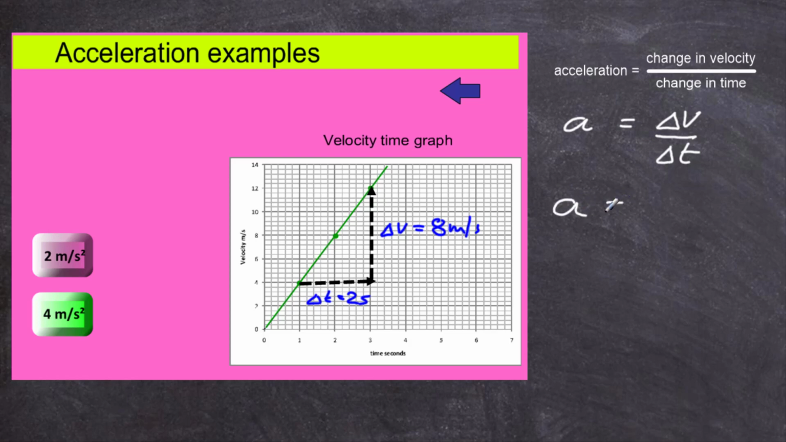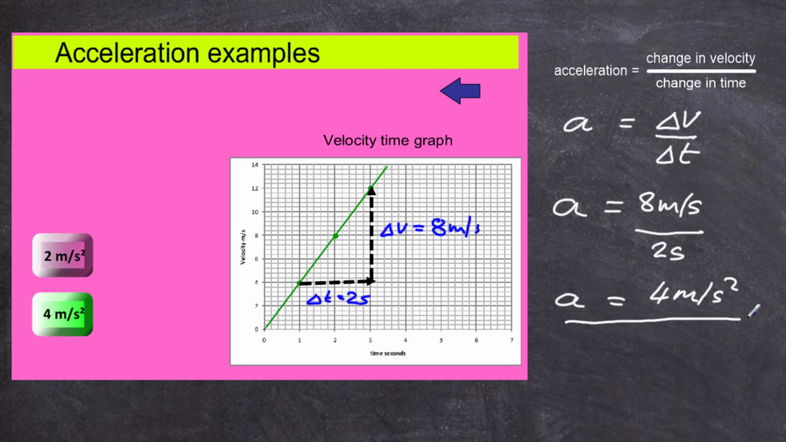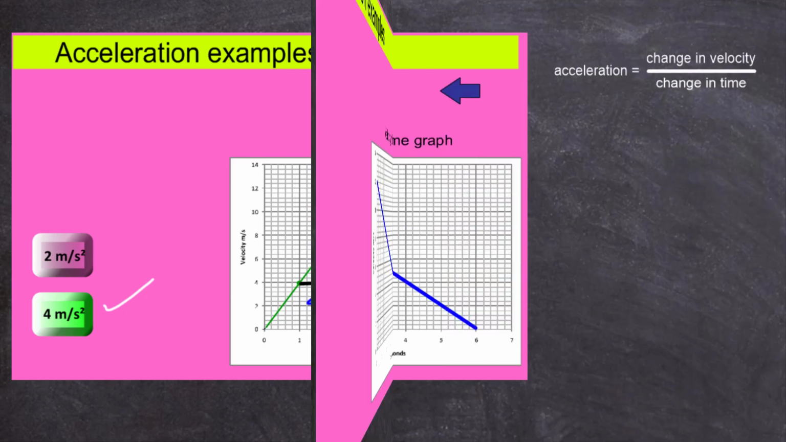Acceleration is the change in velocity, which is 8 meters per second, divided by the change in time it took place, which is 2 seconds, and therefore the acceleration is going to be equal to 4 meters per second every second. And that concurs once again with our known acceleration, 4 meters per second every second.